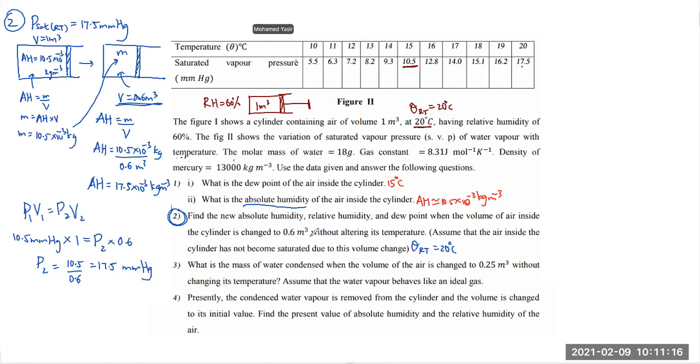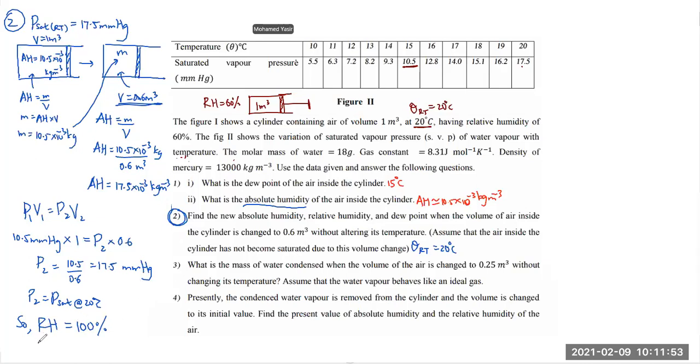17.5 millimeter mercury. I think what they are trying to mean by this statement in the bracket is no water condensed. That's what they mean. But actually the air has become saturated. You know why? If the pressure is 17.5 millimeter mercury now at 20 degrees Celsius, look at the saturated vapor pressure. This pressure is equal to saturated vapor pressure, right? P2 is equal to saturated vapor pressure at 20 degrees Celsius. So what is RH? RH is equal to 100%. The air has just become saturated.